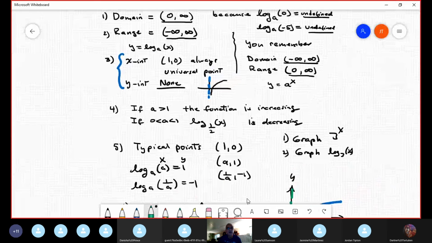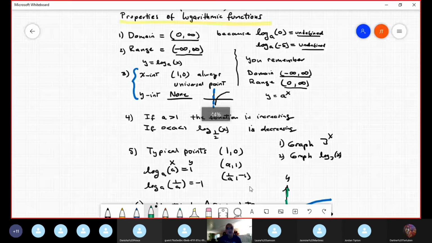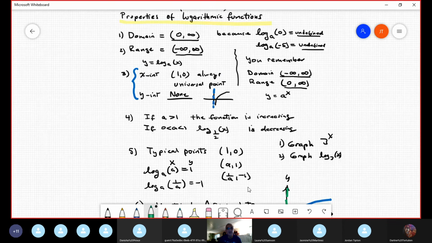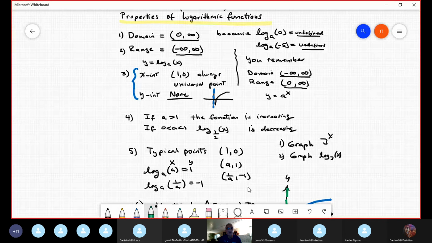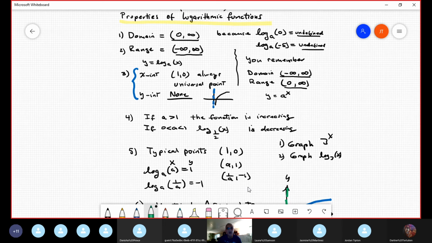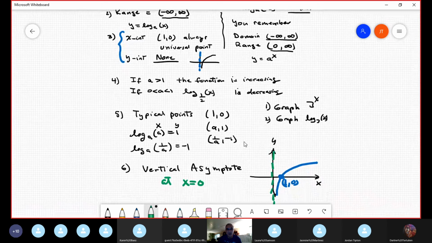Domain, only positive, not including 0. Range, all real numbers. x-intercept 1, 0, universal point. Y-intercept, no, we have none. When the base is greater than 1, increasing. When the base is in between 0 and 1, decreasing. Typical points 1, 0, a, 1, and 1/a, -1. And don't forget the vertical asymptote.